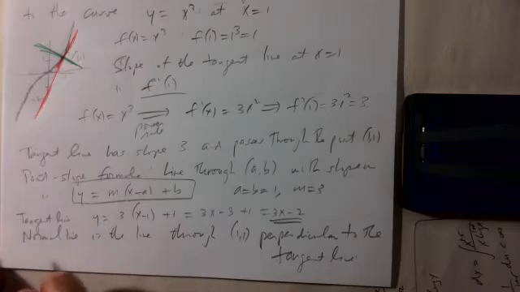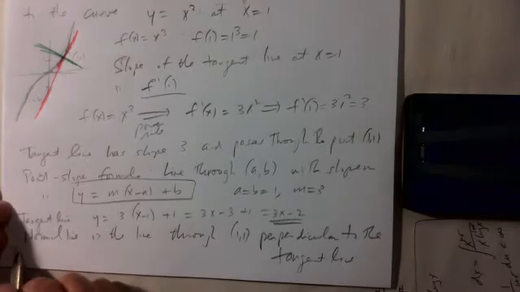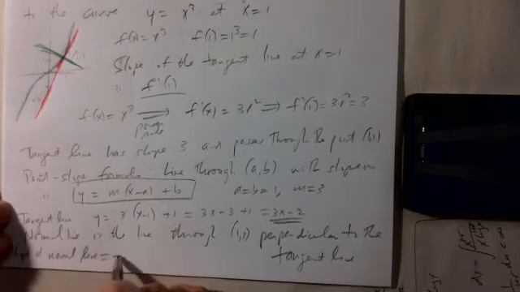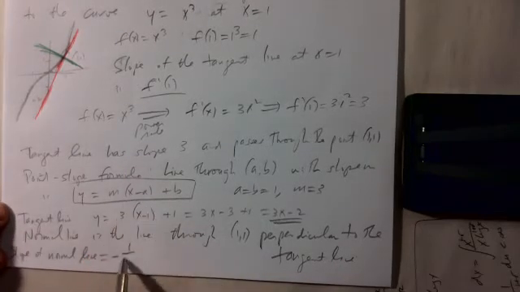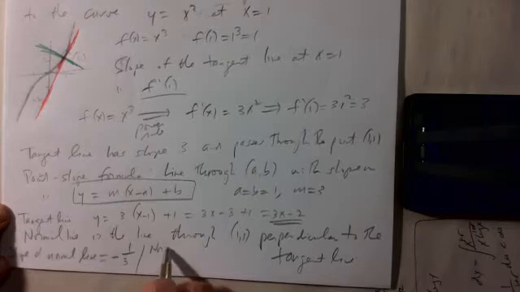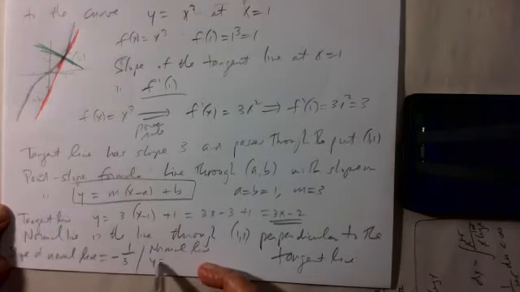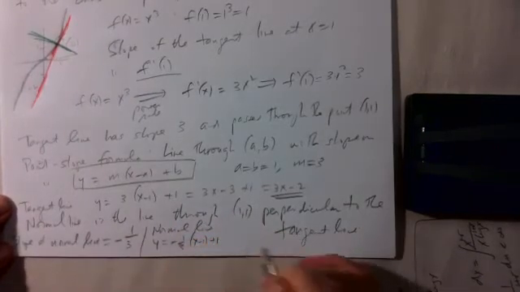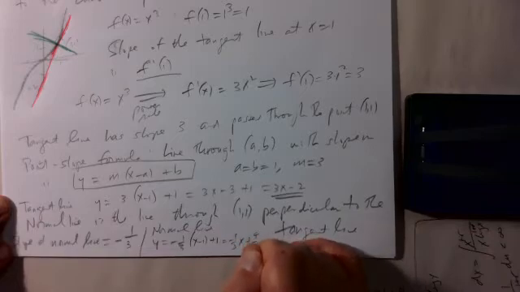Now, what do we know about lines that are perpendicular? The slope of one is the negative reciprocal of the slope of the other. So the slope of the normal line is minus 1 over the slope of the tangent line, minus 1/3. So the equation of the normal line will be y equals minus 1/3 times x minus 1 plus 1, which is minus 1/3 x plus 4/3.